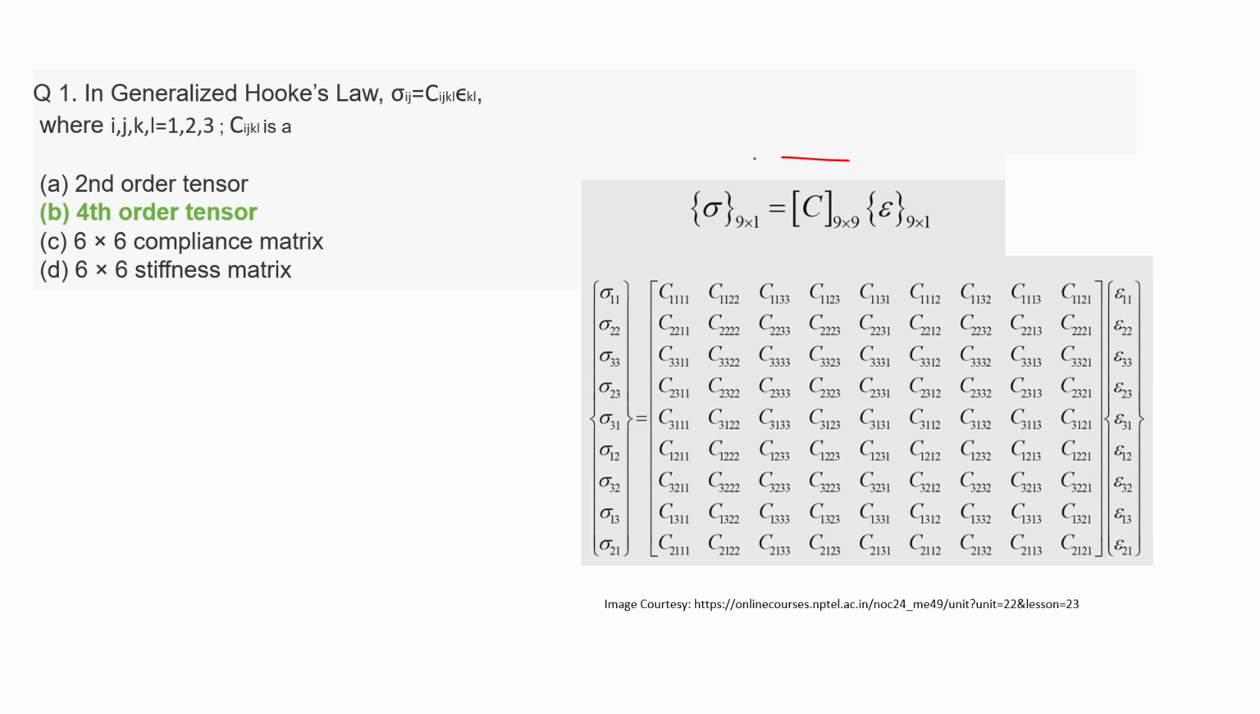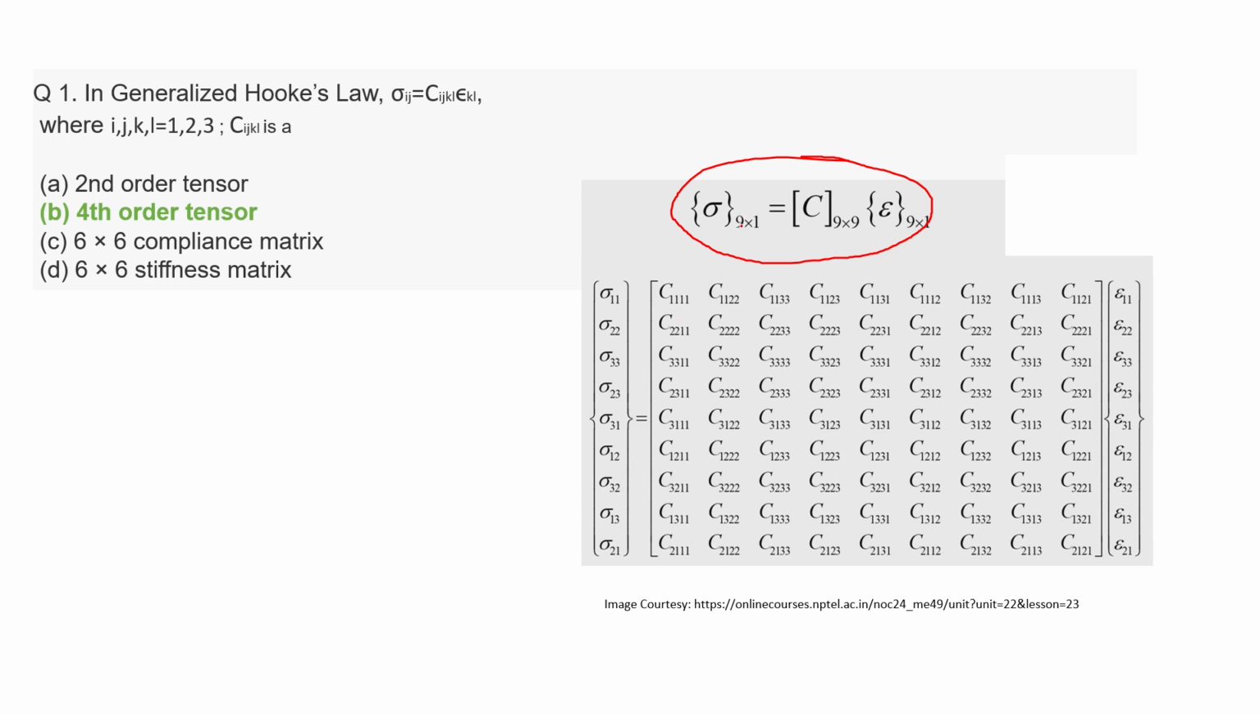Okay, so this is what the generalized Hooke's law talks about. Here you can see the stress has 9 components, making a matrix of 9 cross 1, and the strain also has 9 components, a matrix of 9 cross 1. For these two matrices, the stiffness matrix has 9 into 9, 81 components. These 81 components show the relation between these 9 stresses and 9 strains.